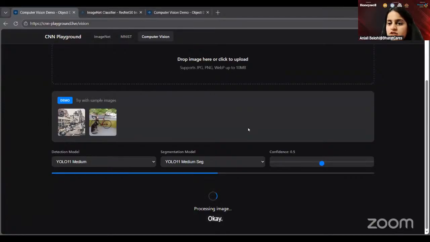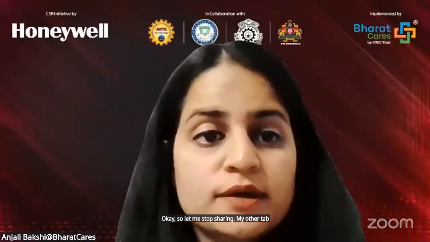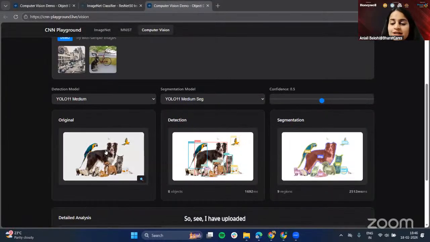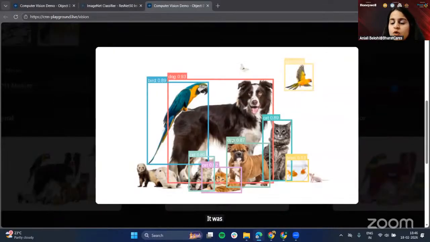Sanidhi, done. Great. So did your machine able to detect the objects? Okay, so let me stop sharing. My other tab has worked. So let me share the entire screen. Okay. So you can see my screen, right? So see, I have uploaded the right image which was there on the PPT. So see, it has identified 8 objects.